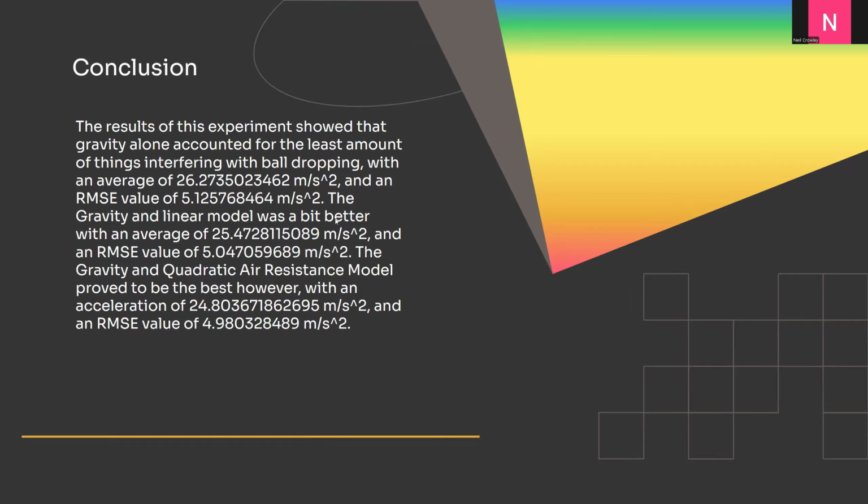The gravity and linear model was a bit better with an average of 25.47 meters per second squared, and the RMSE value of 5.04 meters per second squared was a little bit less. The gravity and quadratic air resistance model proved to be the best, however, with 24.80, a lot less meters per second squared than the other two, and an RMSE value of 4.98 meters per second squared. So it was less than 5, less than the other two, and was the most precise for our data because it accounted for the most.